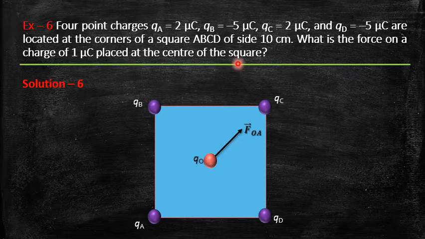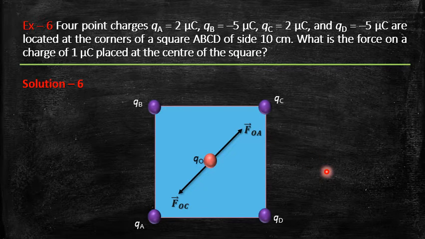And what about O and C? QC is 2 microcoulomb and QO is 1 microcoulomb. So again there is repulsion, means that C will try to push O towards A. Moreover, force on O due to A is K into 2 into 1 by R square. Force on O due to C is K into 2 into 1 by R square. So FOC and FOA both are equal and opposite forces.